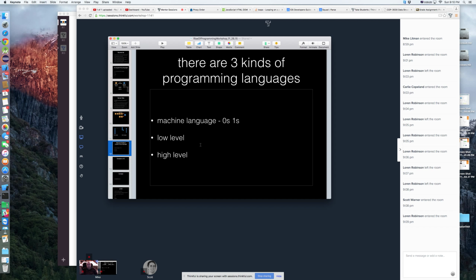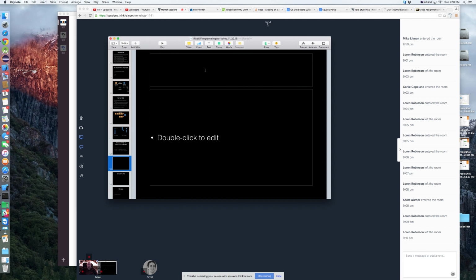All right, so this is where the low-level language comes in. A low-level language has a one-to-one relationship with the CPU. And I'll talk about what that means here in a second. A high-level language has a one-to-many relationship with the CPU. All right, so in order to understand what those things mean, we have to understand what the CPU is. All right, and this is where things start getting interesting.